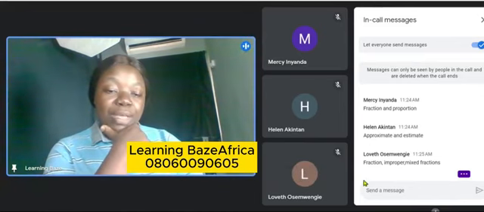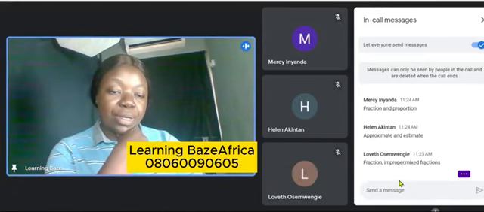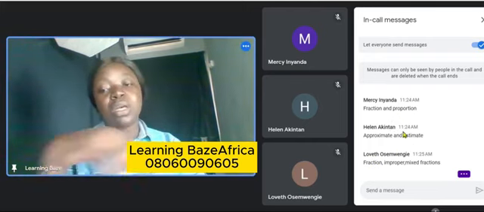Please type in the topic that you've done. Okay, fraction, improper, mixed fraction. That's good. Approximation and estimation, fractions and proportion.